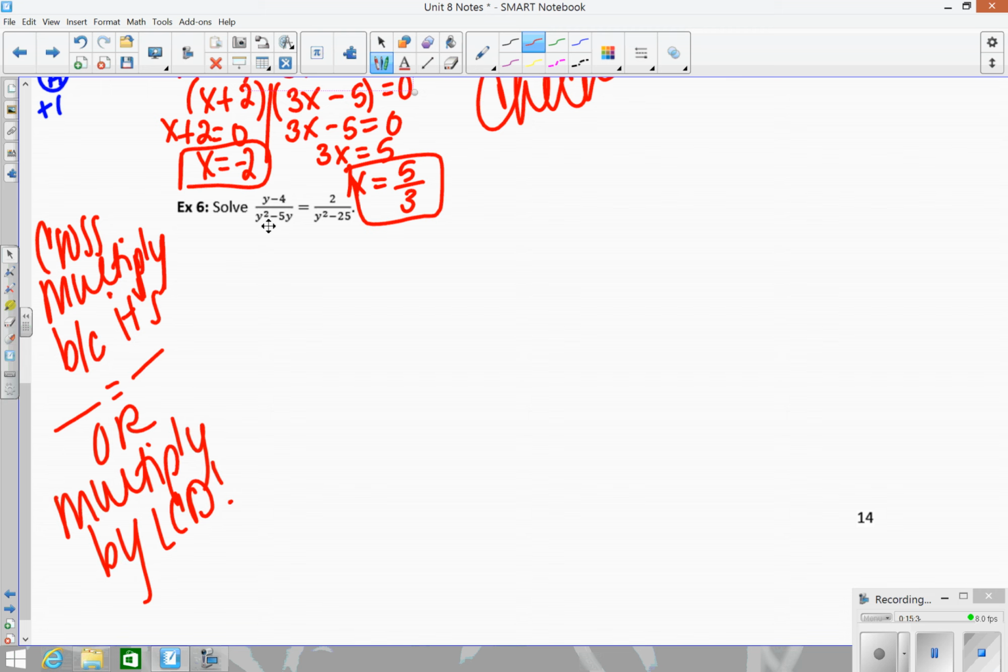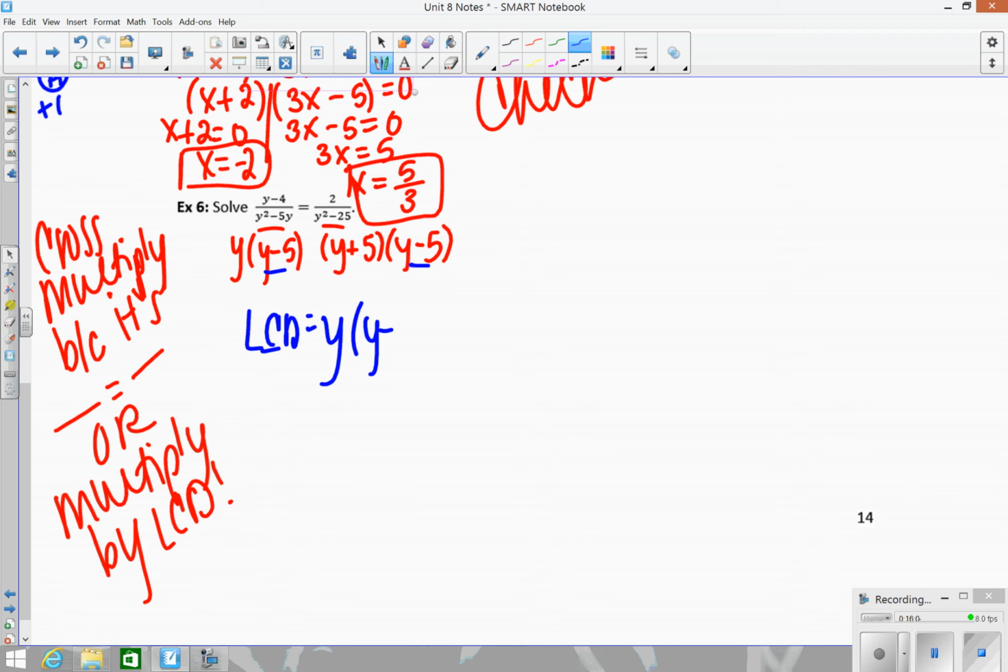So I'm going to go ahead with starting at the bottom here and factor those so we can figure out the LCD. So this first one I can factor out a y. So I'm going to have y minus 5. The second one is going to be a difference of perfect squares. So it's going to be plus or minus square root of each piece. So then what you're going to do is you're going to look at what's the LCD. Well, the LCD, you have a y. You have a y minus 5 in each of them. And then you have a y plus 5.